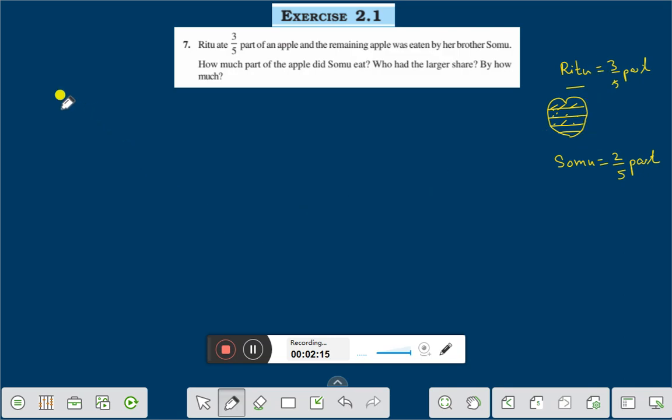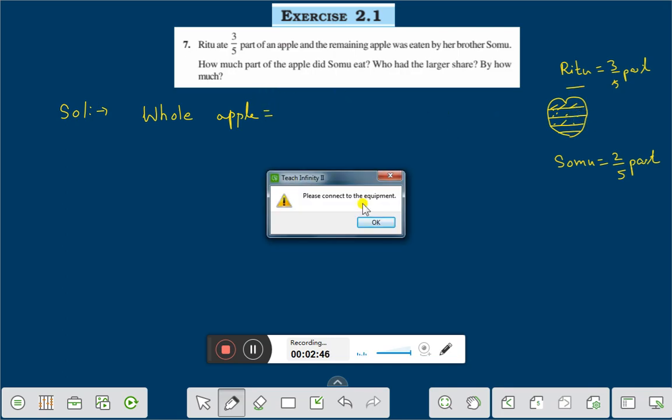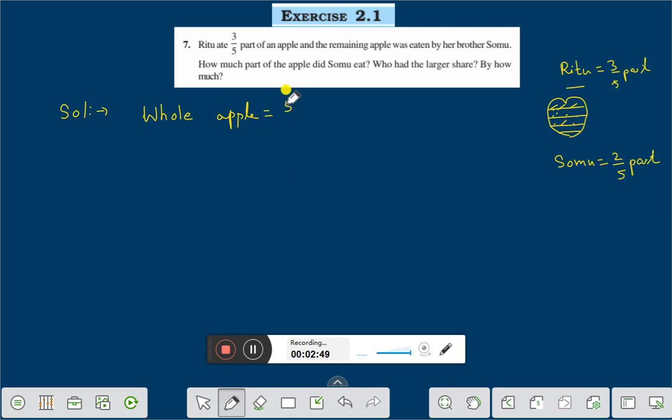Therefore, let us see how to write the solution of this question, right? Here we write that first of all, take this whole apple as 1 or 5 by 5 parts. The whole apple is equal to, here you see 5 parts are there, and out of 5, all 5, that is whole. That is 5 by 5 parts, and that is equal to 1 whole, that is equal to 1.